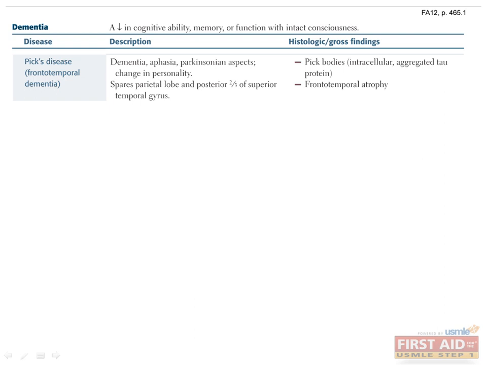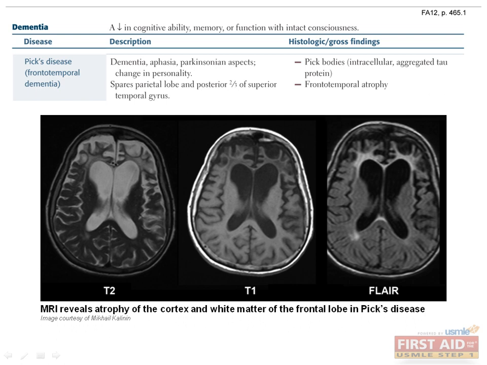These symptoms occur before memory disturbance, which clinically can help distinguish this disease from Alzheimer's. Also, visuospatial function is relatively preserved in Pick's disease. On imaging, you'll often find frontotemporal atrophy. Histologically, you'd find the characteristic Pick bodies which contain abnormal accumulations of tau proteins.